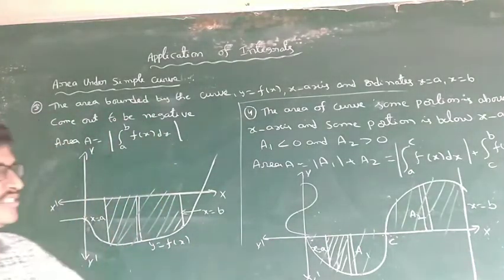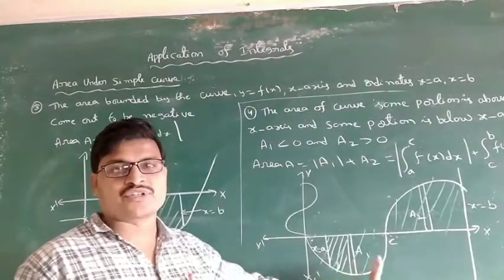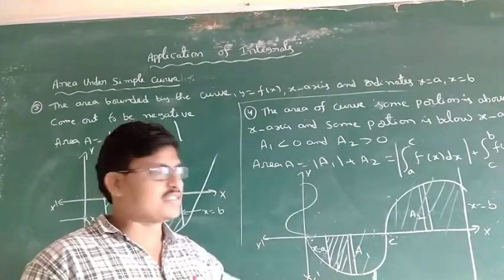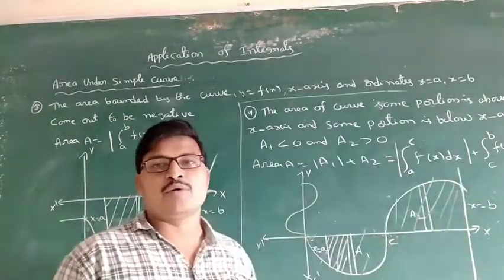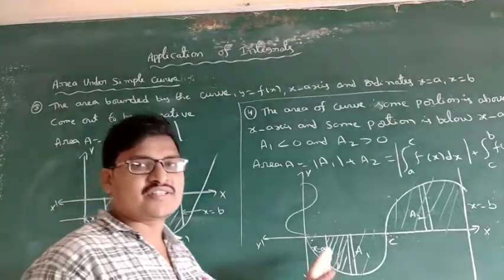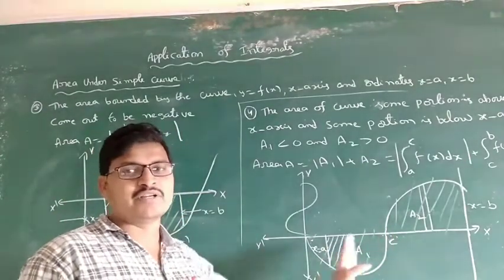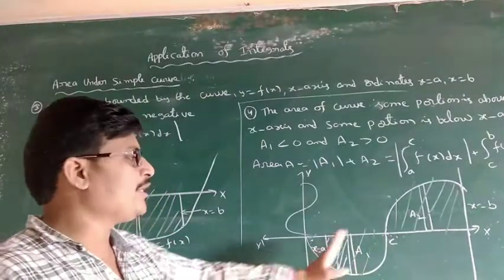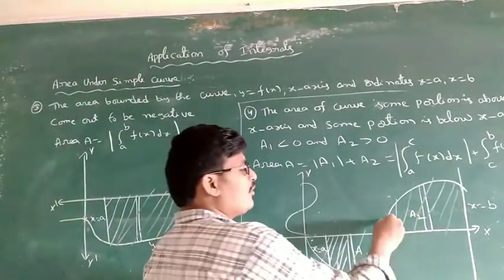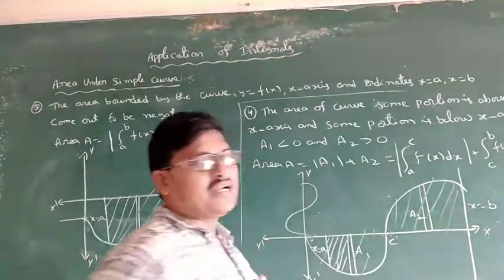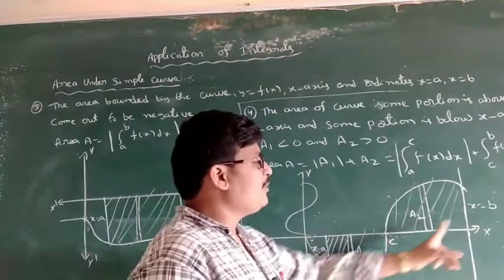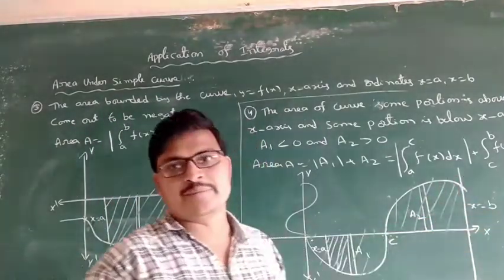This is a plain area. This one is not a plain area. Some portion is below the x-axis and some portion is above the x-axis. For the part below the x-axis, take the lower limit to the upper limit. This is the above area, starting with C and ending with B. So the limits are C to B.